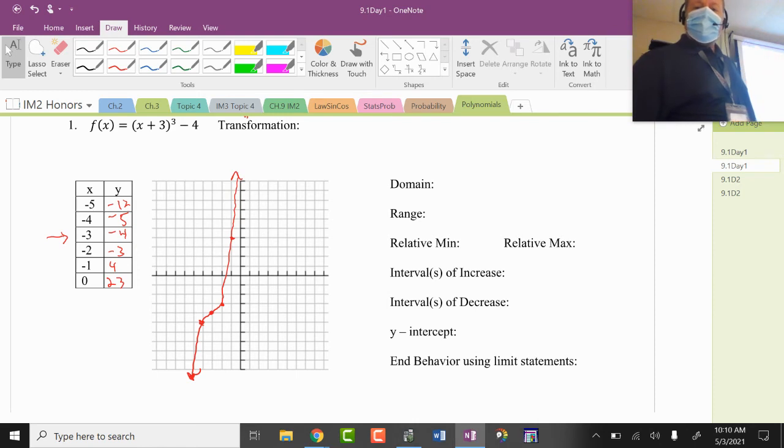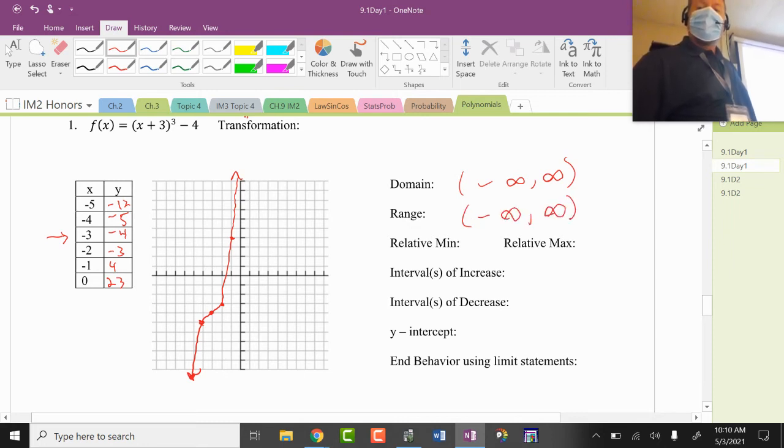All right, so domain and range, it's the same. All cubics are going to look like this. When we get to fourth powers, fifth and sixth, then we have to watch it. All right, so on and so forth. Easy, because I don't have a minimum or maximum, and therefore I only have an interval of increase.